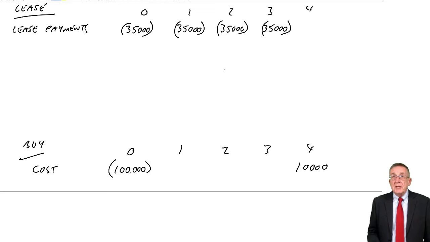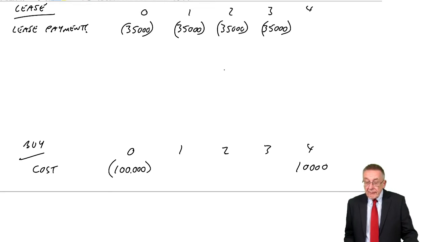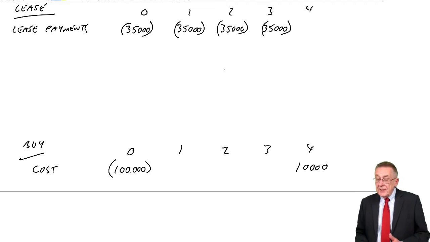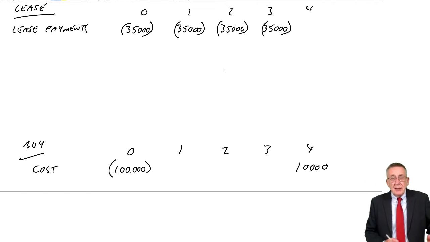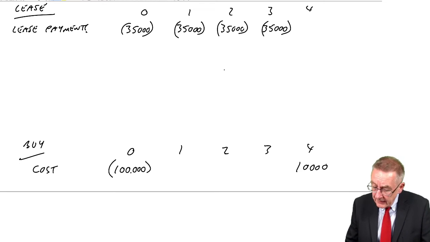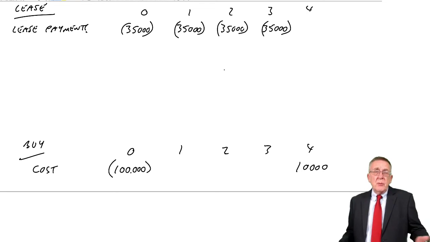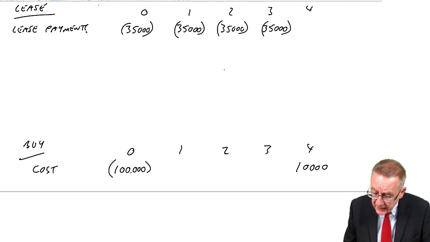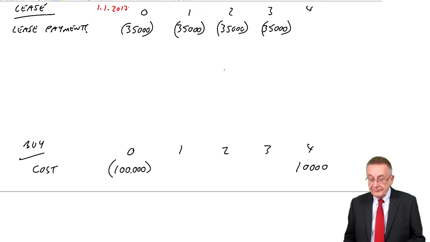One little point which worries people. The lease payments are at the start of each year. So just suppose, the companies have different year ends, but suppose the start of the first year was, let's say, the 1st of January 2017.